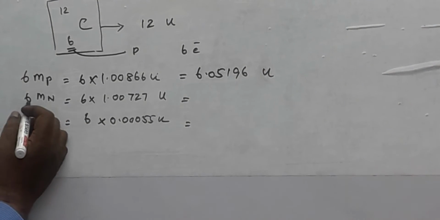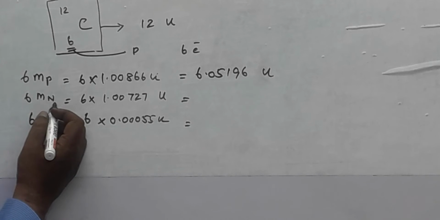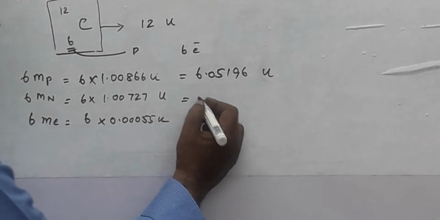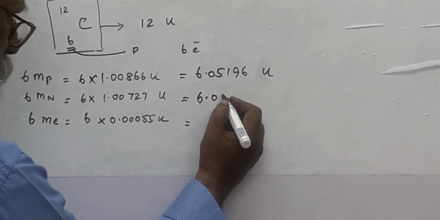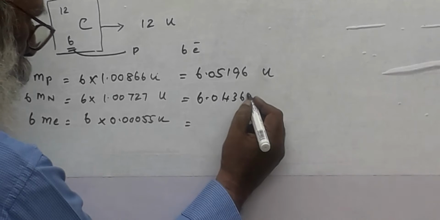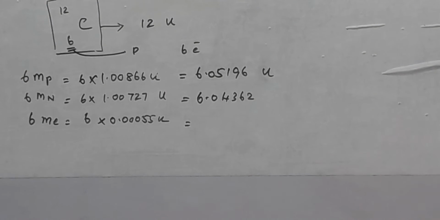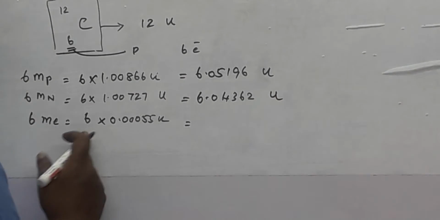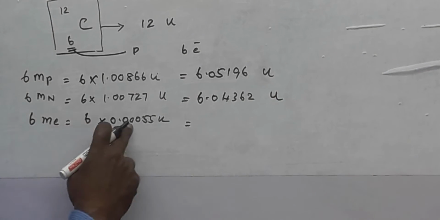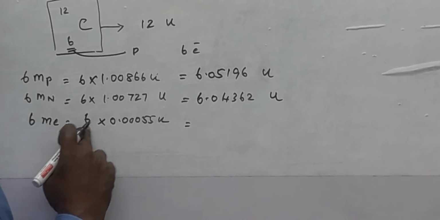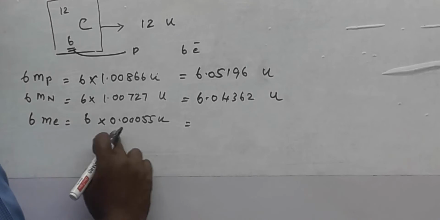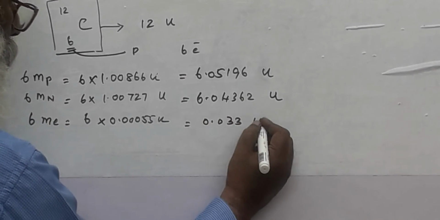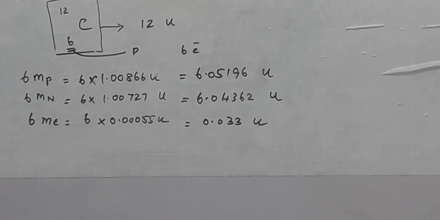Likewise, if you calculate the total value of 6 masses of neutron, that is equal to 6.04362 atomic mass unit. In the same manner, if you multiply 6 into 1 mass of electron, that is equal to 0.0033 atomic mass unit.